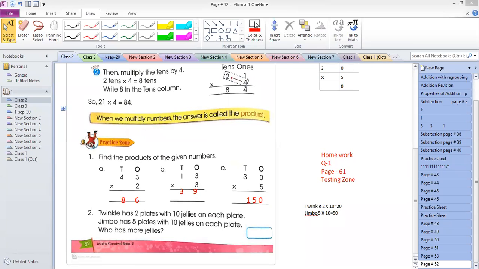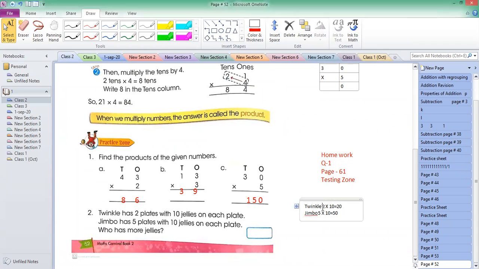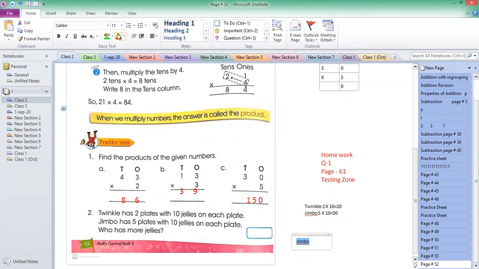The answer is Jimbo. Why? Because Twinkle is having 20 jellies and Jimbo is having 50 jellies. Twinkle was having 2 plates with 10 jellies, so I multiply 2 by 10 to find out how many total jellies Twinkle is having. So that is 20. And Jimbo is having 5 plates and every plate is having 10 jellies. So either I can add 10 five times, or I can multiply 10 by 5. So the answer is Jimbo, because 50 is greater than 20. So I will write here, Jimbo.